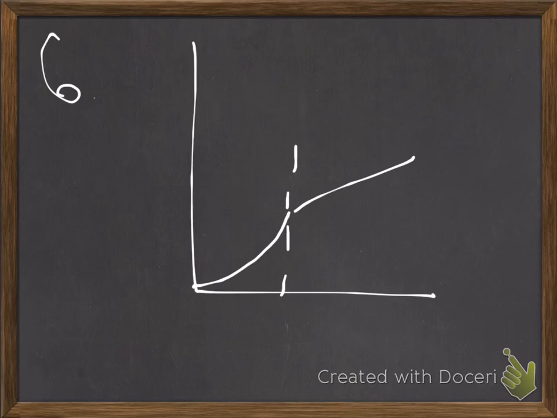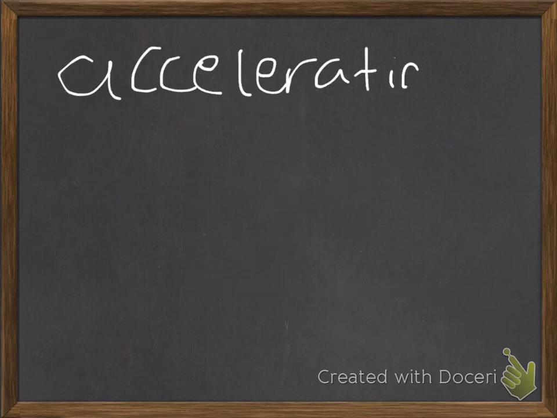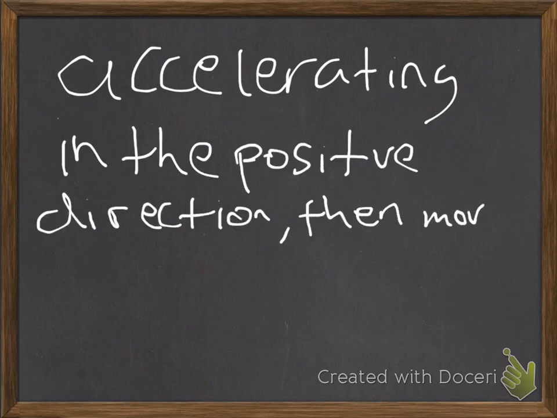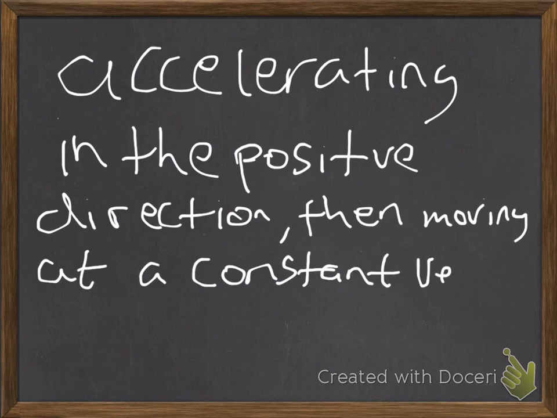So, number 6, it's curving up and then it stays constant. So what that means is we're accelerating and then we're moving at a constant velocity. So we're accelerating in the positive direction and then we move at a constant velocity. And that is also to the right, and all are positive.